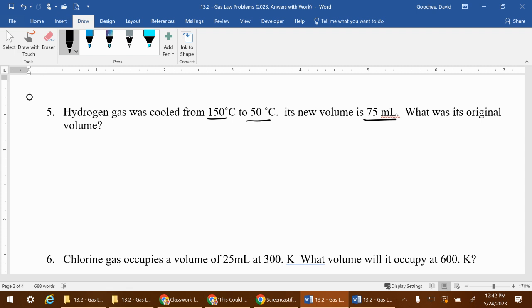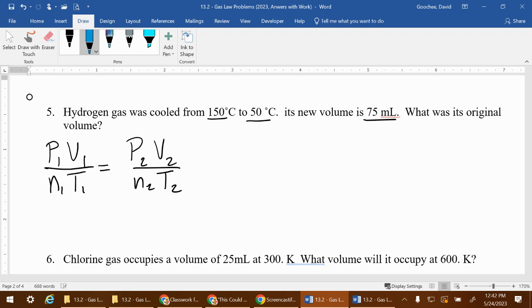Well, a couple things we can do here. First of all, let's get started with the only equation that matters. Initial pressure times initial volume over initial moles times initial temperature is going to equal final pressure times final volume over final number of moles times the final temperature.